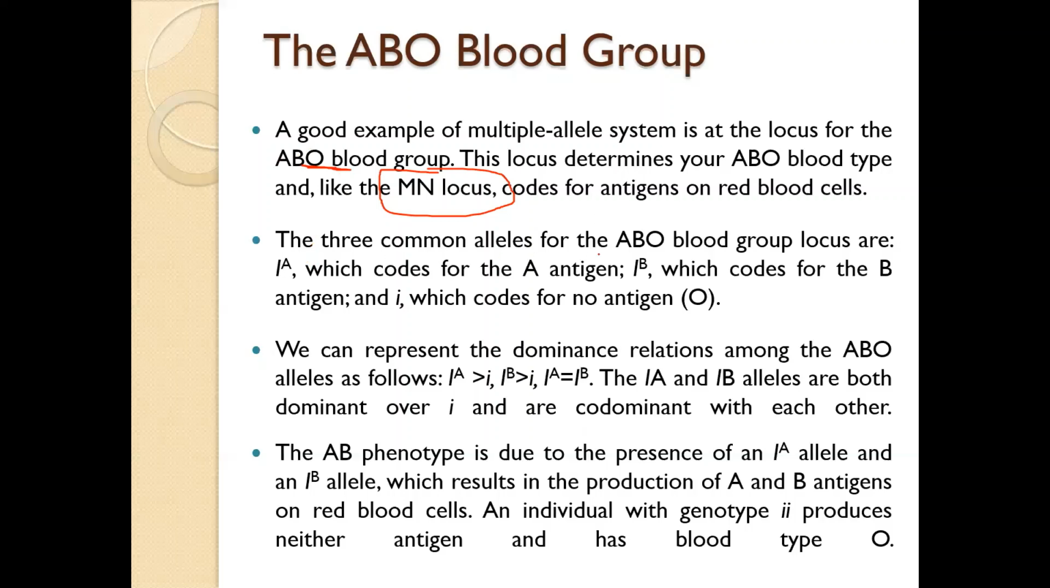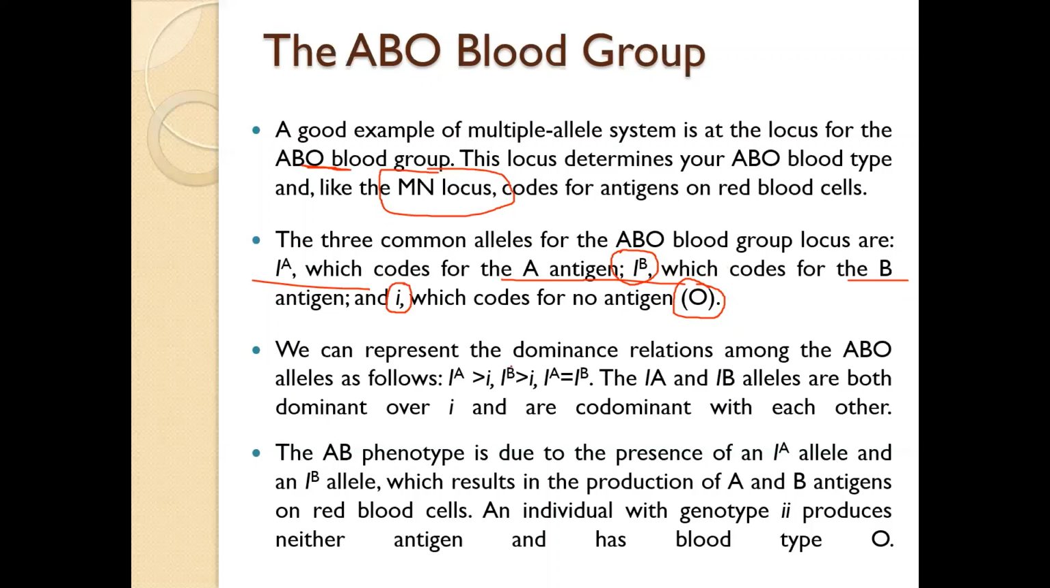So the three common alleles for the ABO locus are IA, which codes for A antigen, IB, which codes for B antigen, and small i. Small i means neither A nor B is present, so it codes for O. So that is the case of multiple alleles. They have more than two allelic conditions.